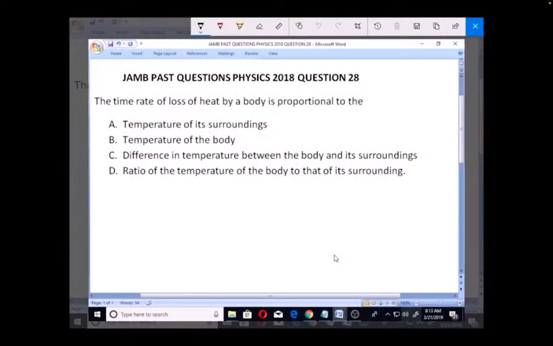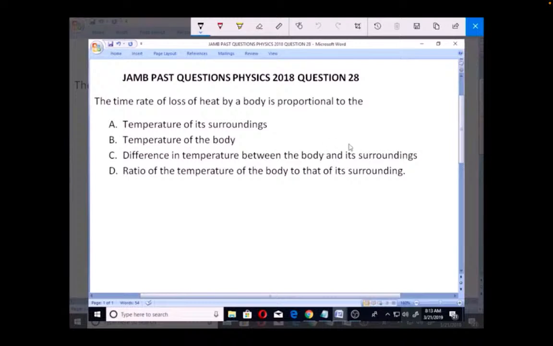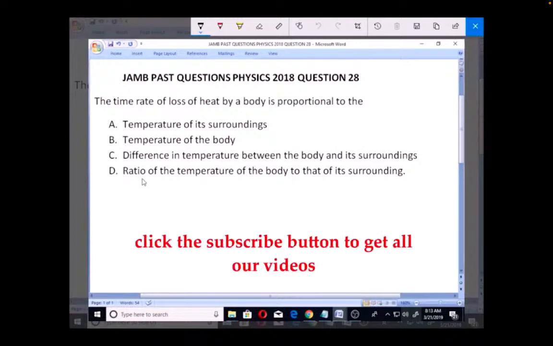Let's look at this question number 28 for JAMB Past Questions Physics 2018. The time rate of loss of heat by a body is proportional to the: A. Temperature of its surroundings, B. Temperature of the body, C. Difference in temperature between the body and its surroundings, D. Ratio of the temperature of the body to that of its surroundings.